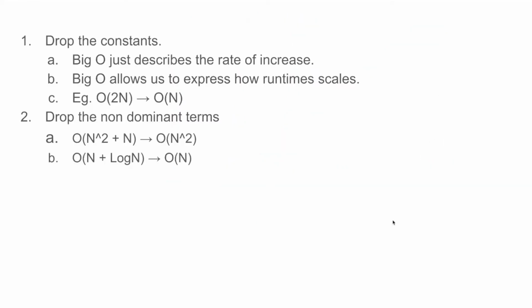Okay, there are 2 points to consider when we are writing the big O notation for any function or algorithm. The first one is that we can drop the constants, because the big O notation describes the rate of increase of function. So let's say we have found out the time complexity for a function as 2n.